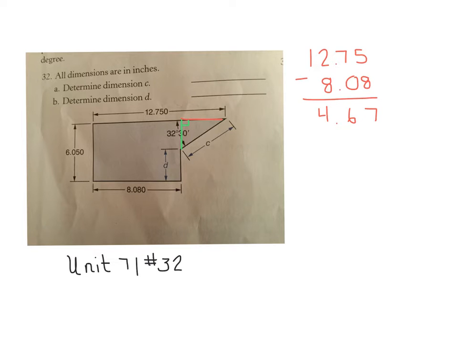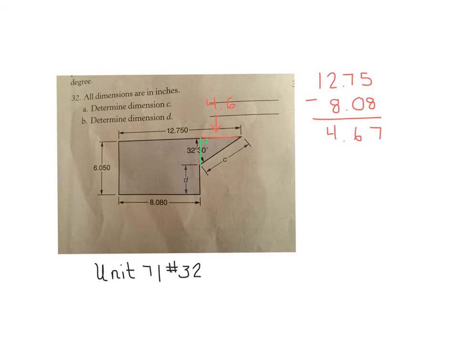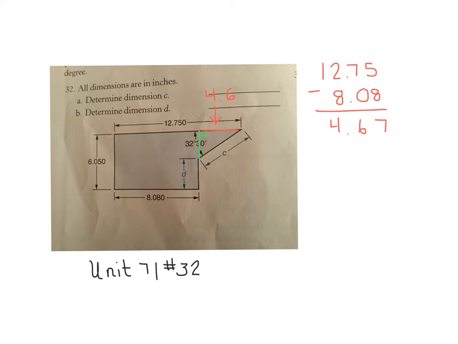So what I basically now have then is a right triangle. I know the length of one side, and I also know an angle measure, so I can use SOHCAHTOA to help me determine the length of the side C. So the angle that's 32 degrees 30 minutes is my angle theta. The 4.67 is my adjacent side, and then C will be my hypotenuse. So that's our cosine. Cosine is equal to adjacent over hypotenuse.